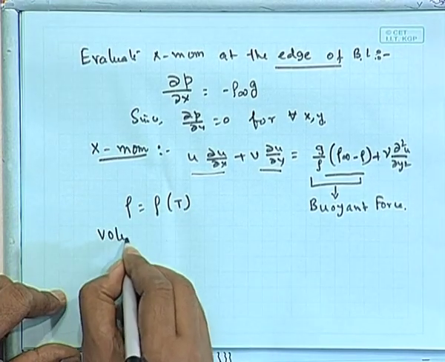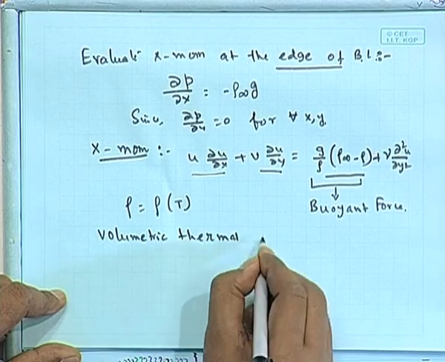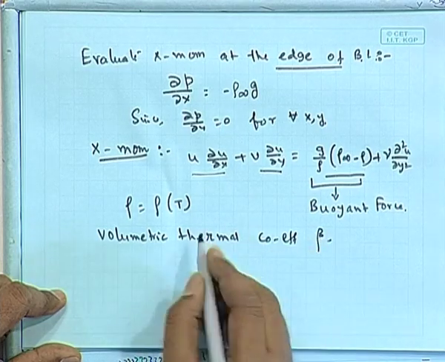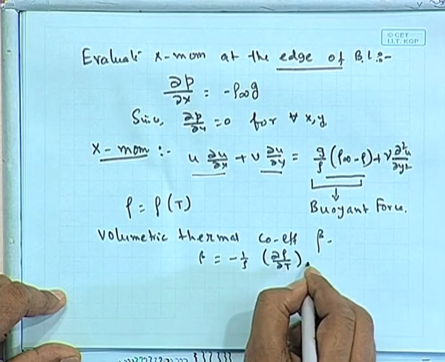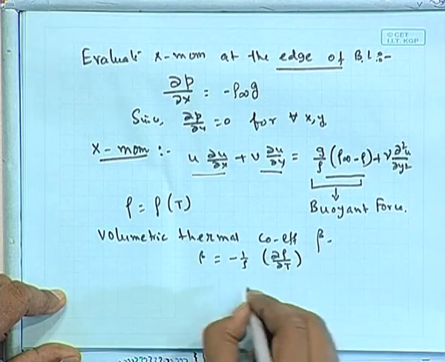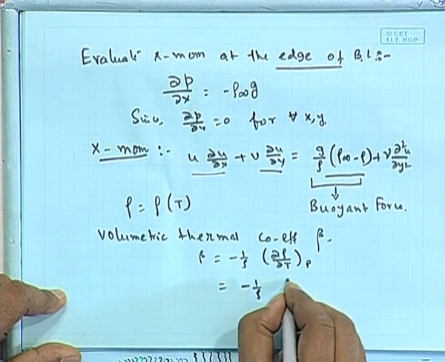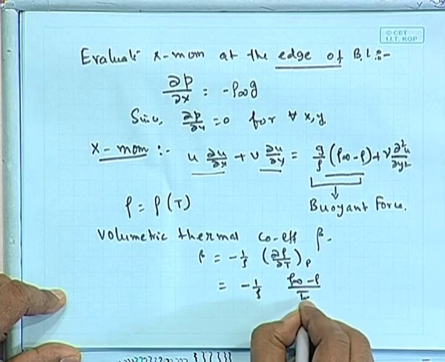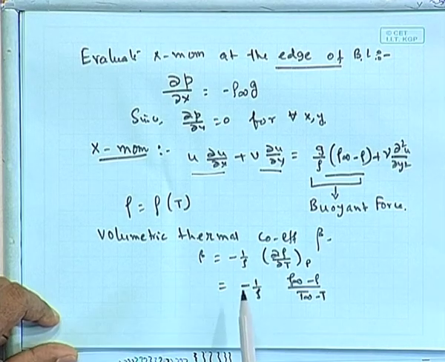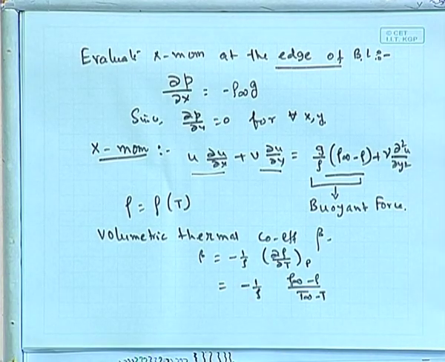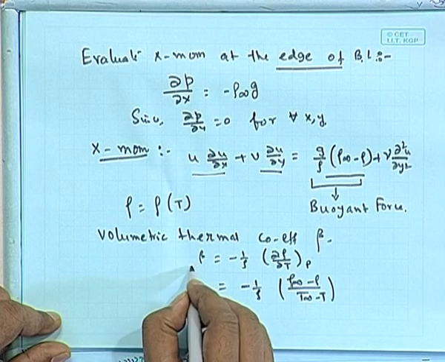We define the volumetric thermal expansion coefficient beta as beta equal to minus 1 by rho, del rho by del T at constant pressure, right. And this can be written as rho infinity minus rho by T infinity minus T, and we assume that this gradient is linear over the temperature difference T and T infinity. Then only you can write this equation, and beta is constant.